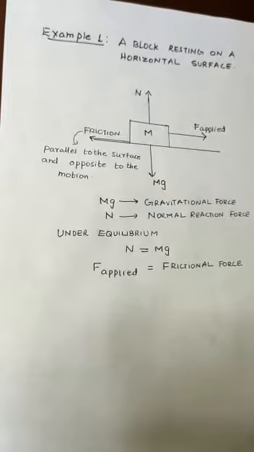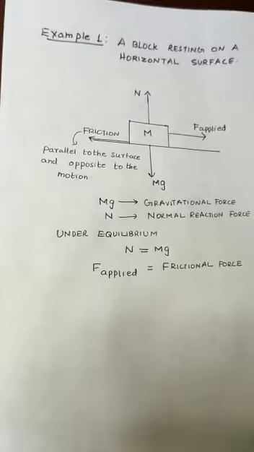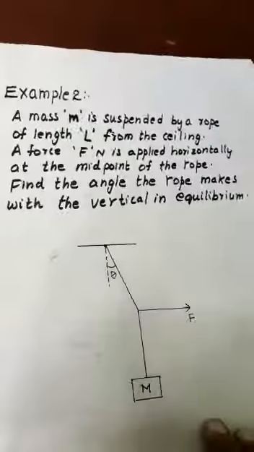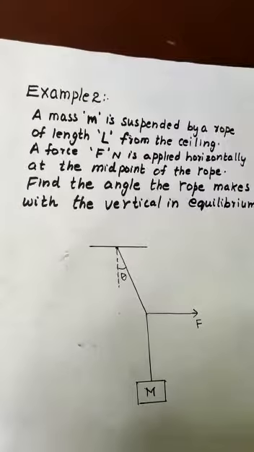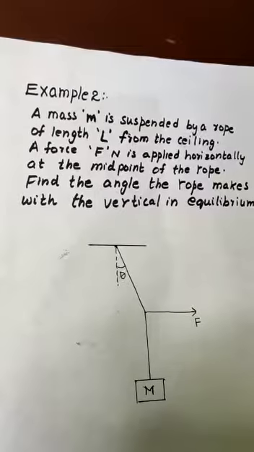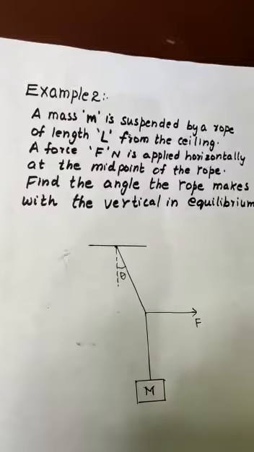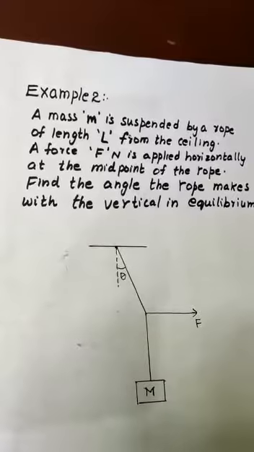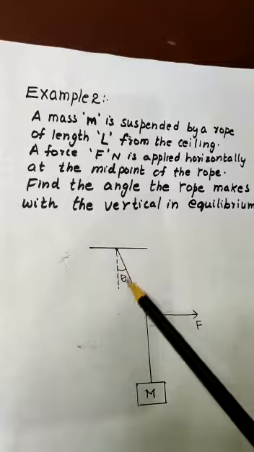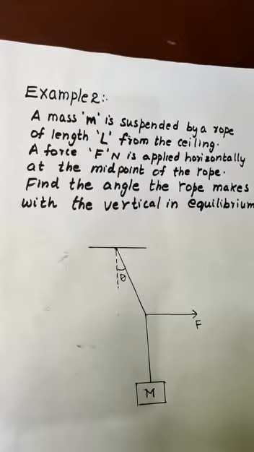Let us take a more detailed example where we can draw the detailed diagram of free body diagrams. Example 2. Let us look at the question. A mass m is suspended by a rope of length L from the ceiling. A force F Newton is applied horizontally at the midpoint of the rope. Find the angle the rope makes with the vertical in equilibrium.